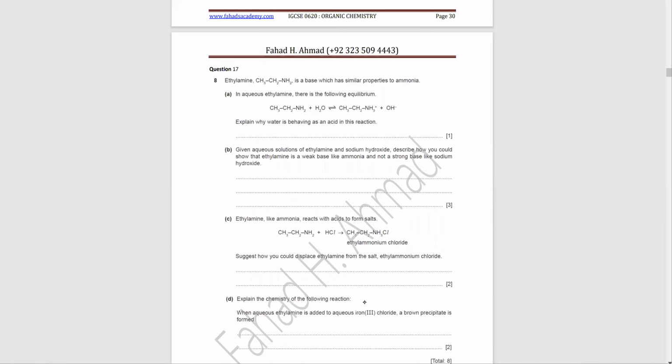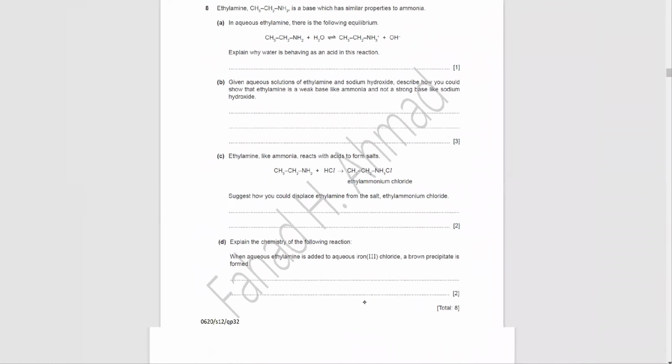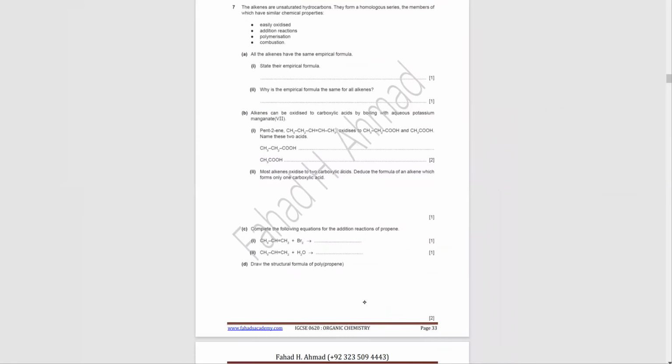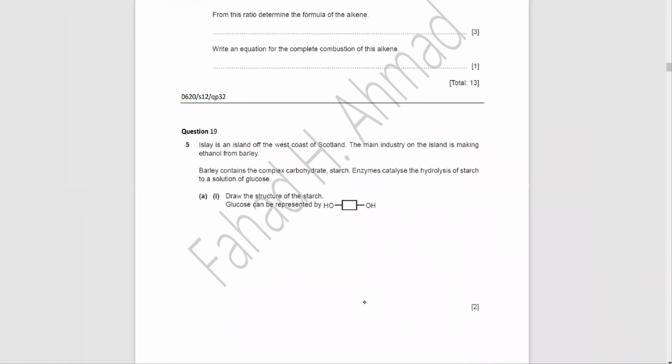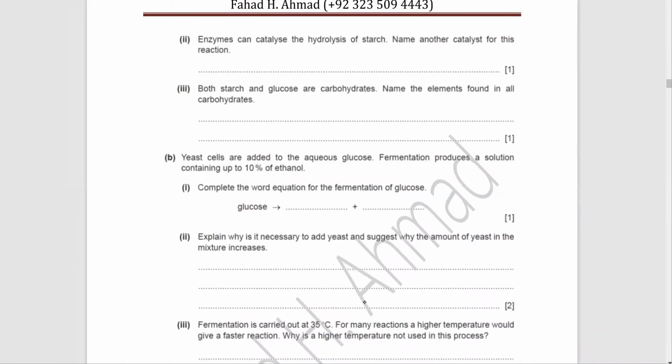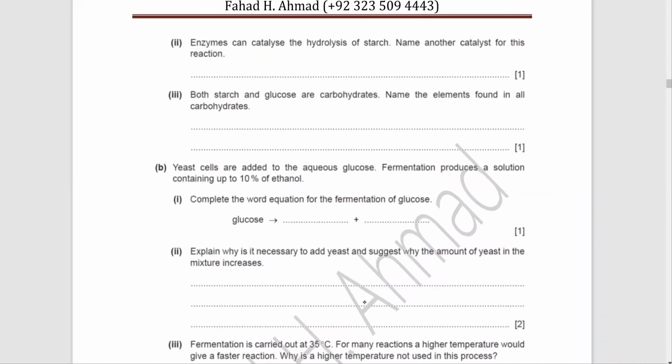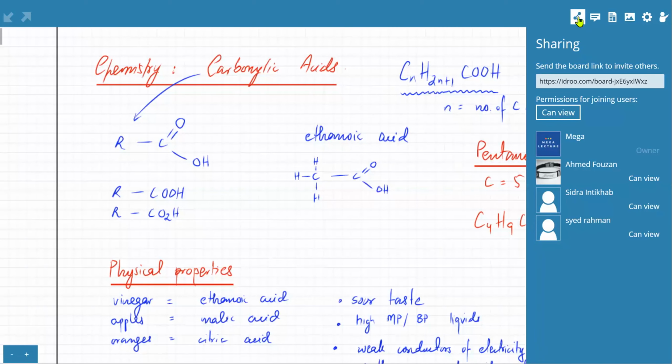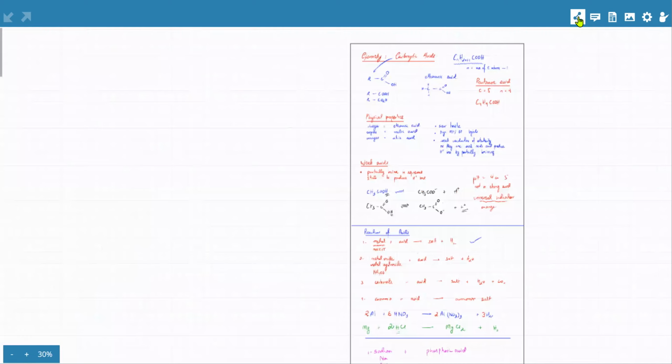Then the next part, I think last time we did this question. This was the last question that we did yesterday. The question is: enzymes can catalyze the hydrolysis of starch. Name another compound that is a catalyst for this reaction. So this is about hydrolysis.